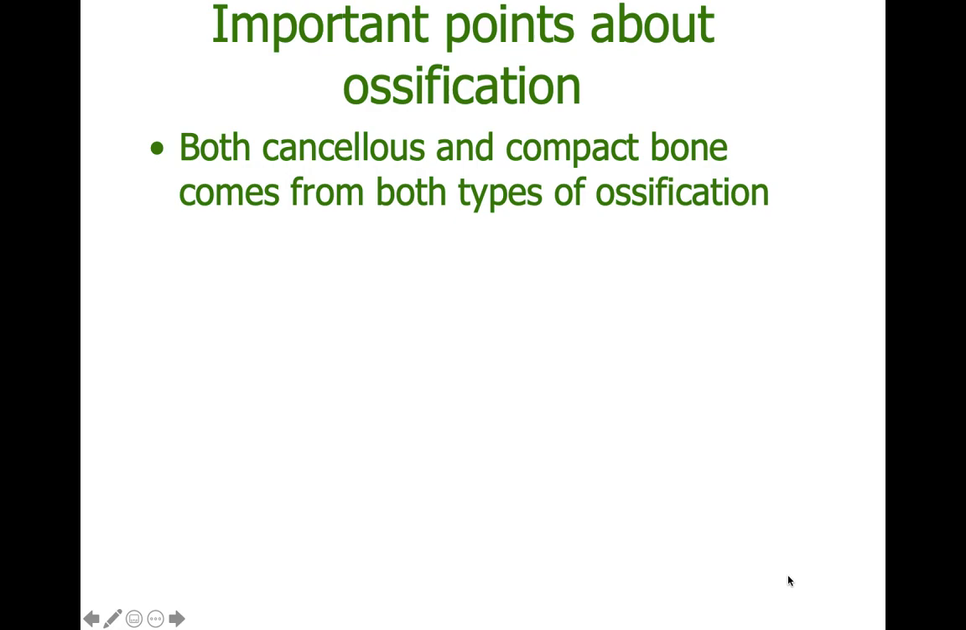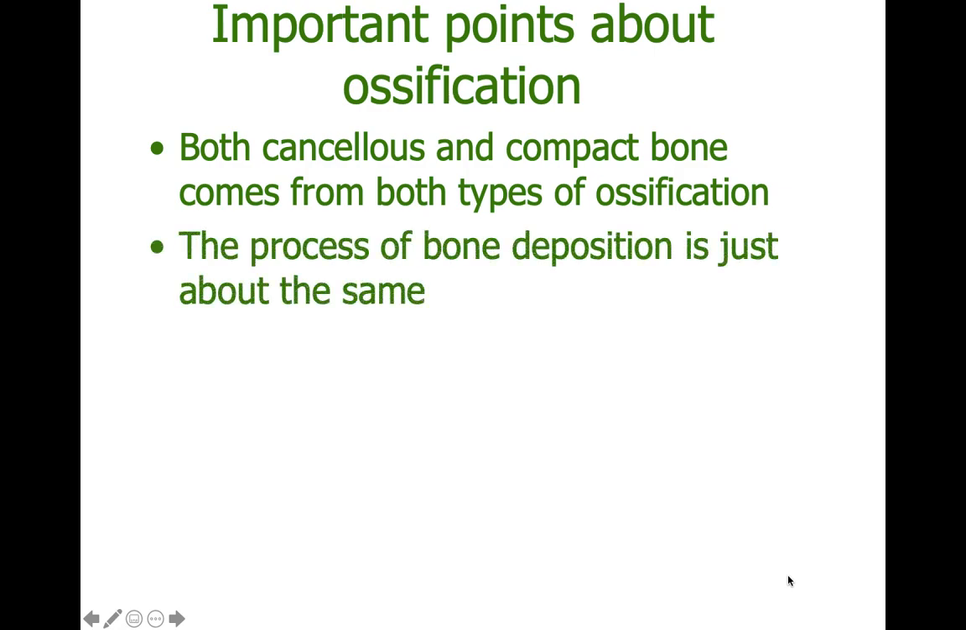Both types of that bone matrix is going to come from both types of ossification, both endochondral and intramembranous. Our life would be a whole lot easier if we could say, okay, cancellous comes from this one and compact bone comes from that one, but that's not the case. Both types of ossification make both types of bone. Next, the process of bone deposition is just about the same.